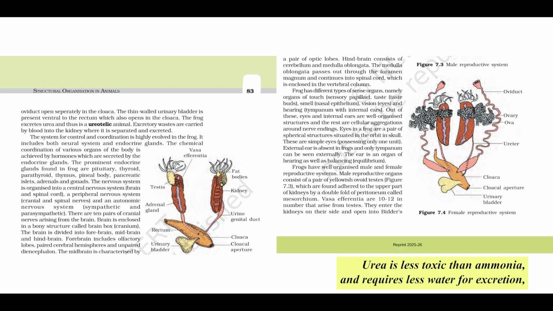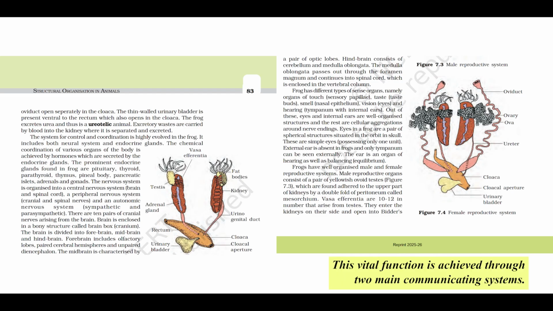Urea is less toxic than ammonia and requires less water for excretion, making it suitable for an amphibian balancing life on land and water. The process is efficient. Blood carries waste to the kidneys, nephrons filter it, forming urine, which goes via ureters to the bladder and then out through the cloaca. Now let's explore how the frog perceives its environment, responds to stimuli, and maintains its internal balance. The system for control and coordination is highly evolved.